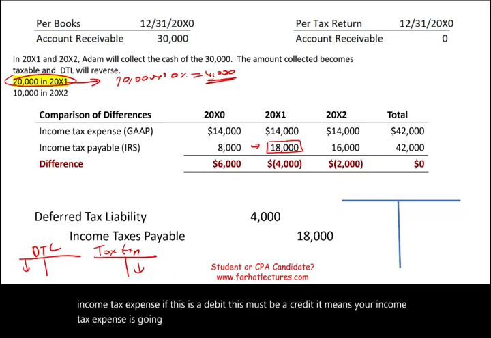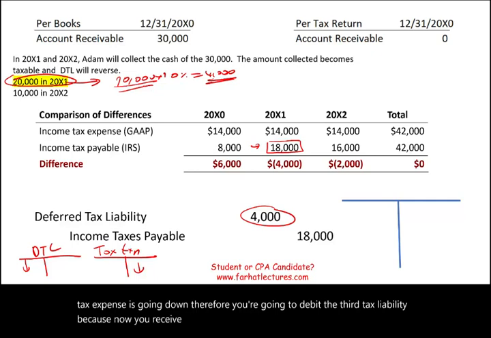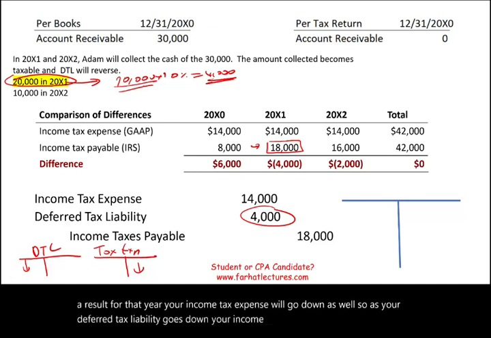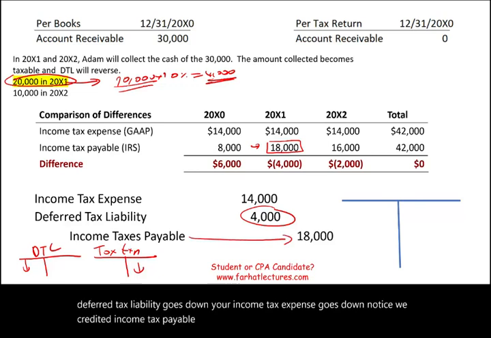Therefore, you're going to debit deferred tax liability because now you received 20,000, you paid the bill, your liability is going down. As a result, for that year, your income tax expense will go down as well. So as your deferred tax liability goes down, your income tax expense goes down. Notice we credited income tax payable, 18,000. My liability went down by 4, and this becomes a plug.